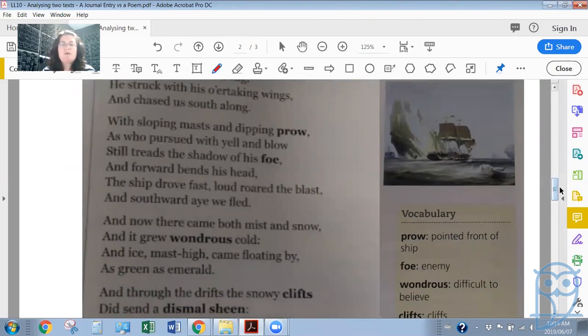Next up a bit. With sloping masts and dipping prow, the front end of the ship, the prow is dipping, okay, they're all at a slope here in this wind. As who pursued with yell and blow, still treads the shadow of his foe. It's almost as if the wind is seeing the ship as his enemy, and forward bends his head, and the ship drove fast. Loud roared the blast, and southward, aye, we fled. So they are trying to escape this wind. Okay.